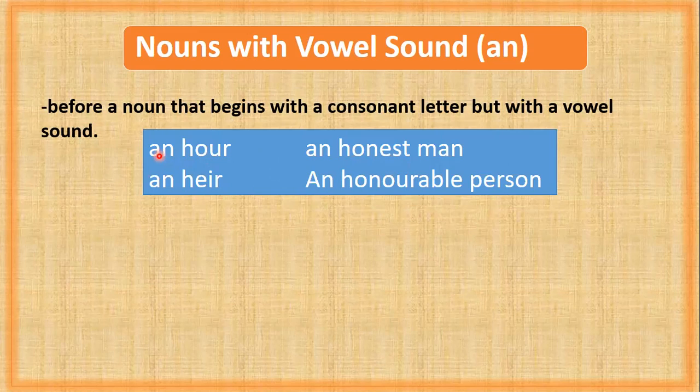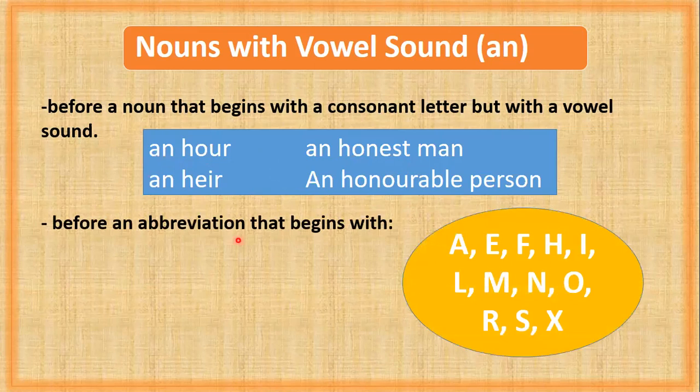have a vowel sound. Similarly, an is also used before an abbreviation that begins with these letters: E, F, H, I, L, M, N, O, R, S, X, because such abbreviations have vowel sounds. For instance, my sister is an MA student. MA, the A sound we have. So MA has a vowel sound.